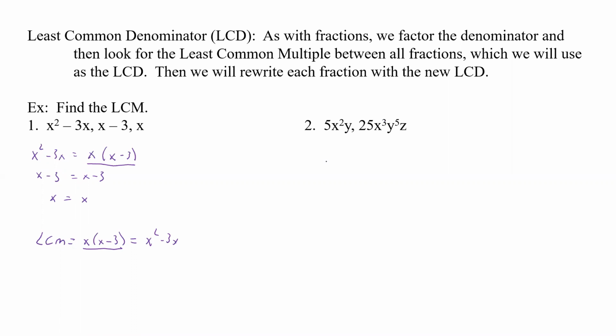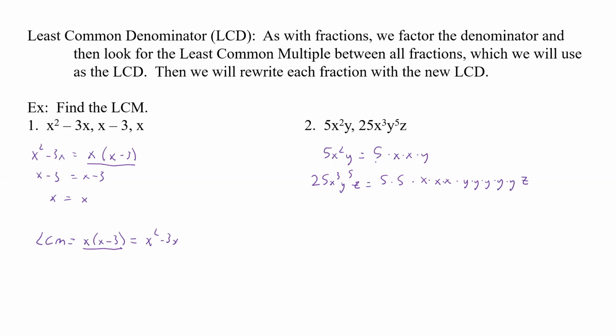All right, so let's look at these. We have 5x squared y. Well, that's going to be a 5 times an x times a y. And then we have 25x cubed y to the 5th times z. That's going to be 5 times 5 times x times x times x times y, and then a z.